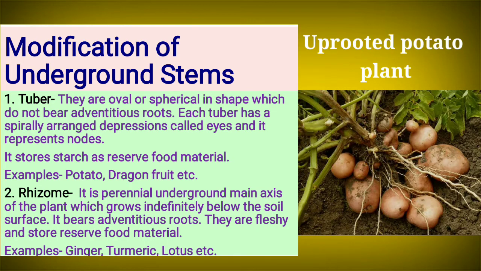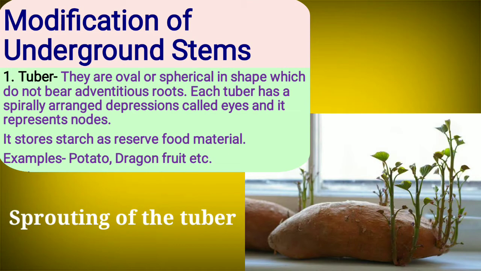Now, let's discuss the modifications of the underground stem. In the modifications of underground stem, which is usually the lower part of the stem embedded in the soil, it consists of 5 types, that is tuber, rhizome, corm, bulb, and sucker. In this, we are going to start first with the tubers.